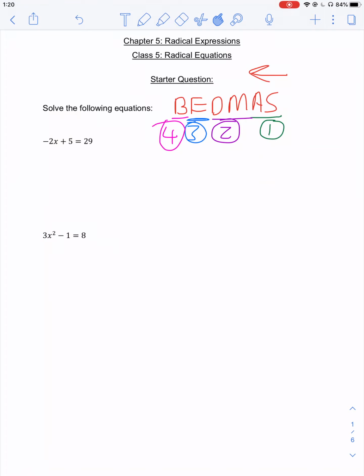Okay, guys, so we're gonna solve radical equations today. So for the starter question, again, I'm starting off with something really simple.